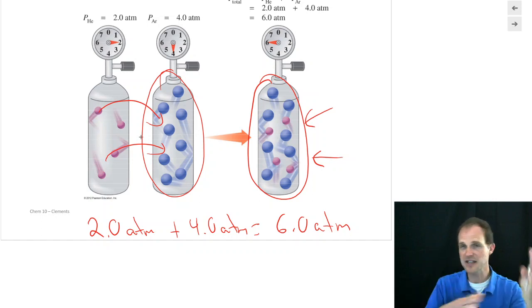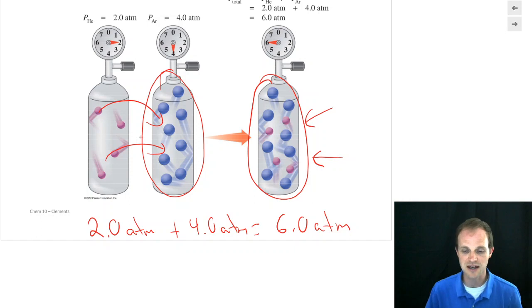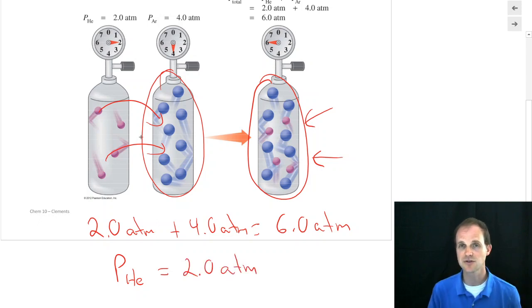Since there's so much space between gases, the helium basically acts as if the argon wasn't there most of the time. So the pressure of the helium inside the mixed container is the same as the pressure of the helium inside the container where only the helium was, or 2 atmospheres. And we call that the partial pressure: the partial pressure of helium was 2.0 atmospheres in its empty container and also 2.0 atmospheres in the mixed container. And you can mix as many gases as you want and they all act independently.